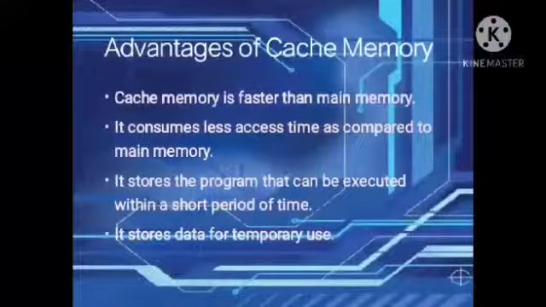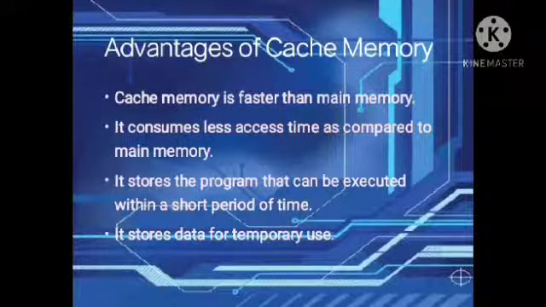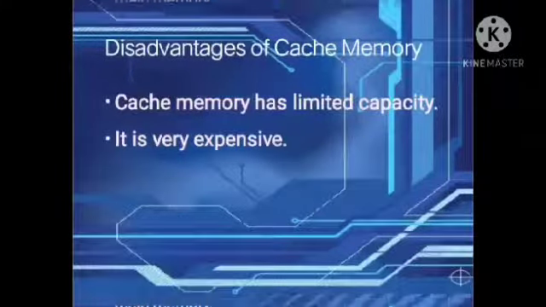These are the advantages of cache memory. Cache memory is faster than main memory. It consumes less access time as compared to main memory. It stores the programs that can be executed within a short period of time. It stores data for temporary use.